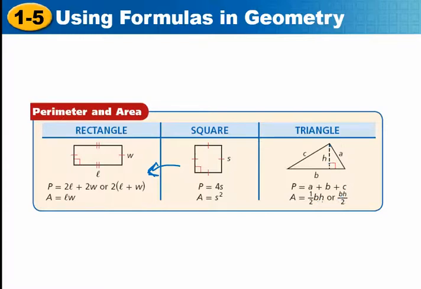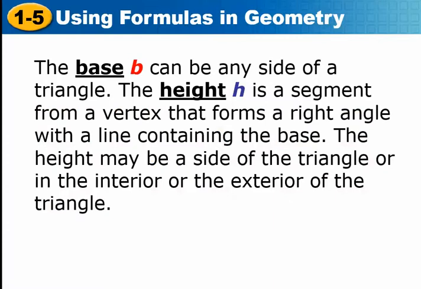Notice that the height is perpendicular, is at right angles to the base. That's the height. The base can be any side of a triangle, but the height is a segment from a vertex that forms a right angle, like I just showed you. The height may be a side of the triangle. It's only a side of the triangle if it's a right triangle. So if you have a right triangle, then this can be the height. In any other kind of triangle, the height has to be at right angles to the base. So that would be the height in this one.